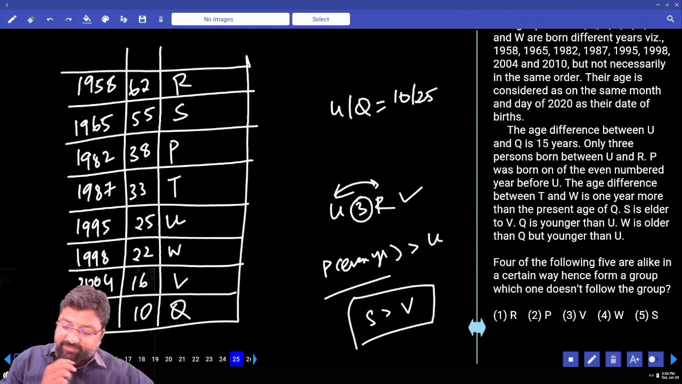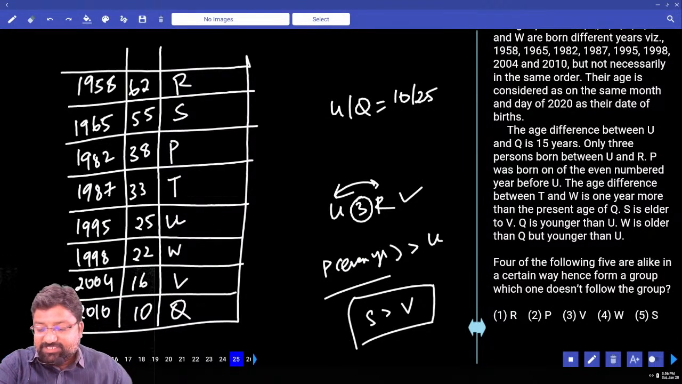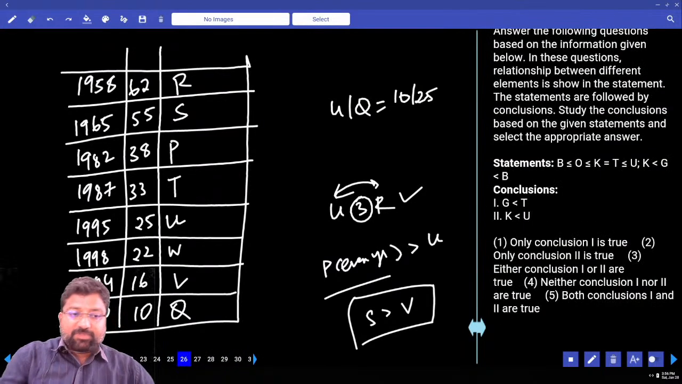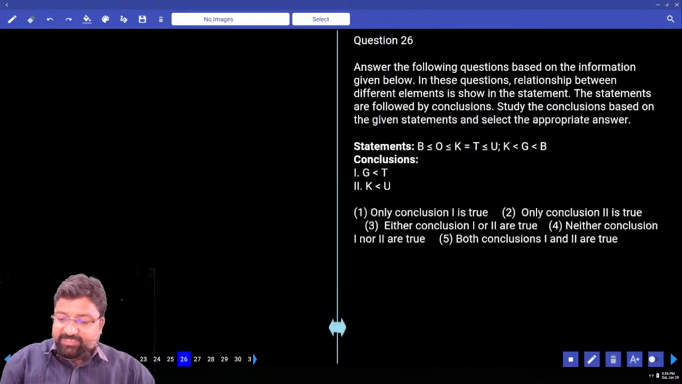4 out of the following 5 are alike in a certain way and hence form a group. What is the age of R? 62. Even. P. 38. Even. V. 16. Even. W. 22. Even. S. 55. Odd. 26, and we are done with all the puzzles from this paper.